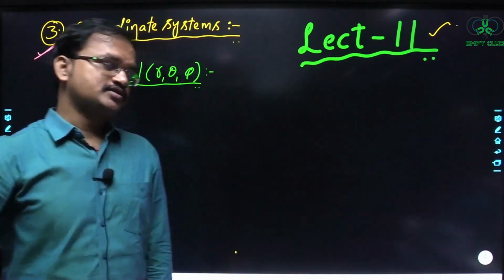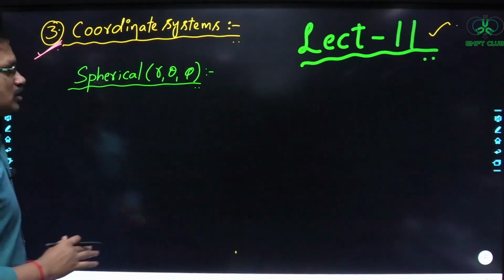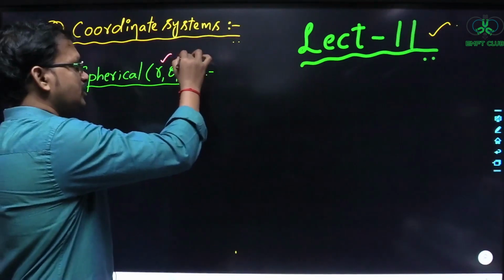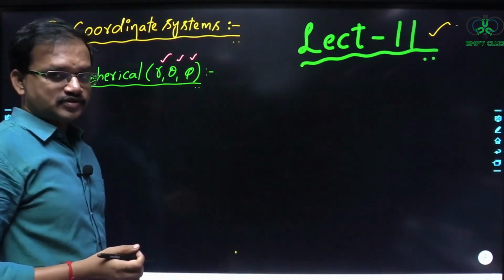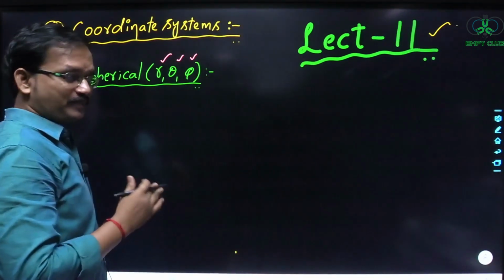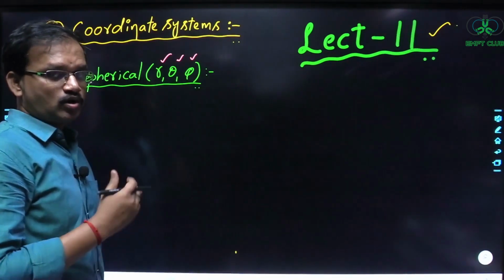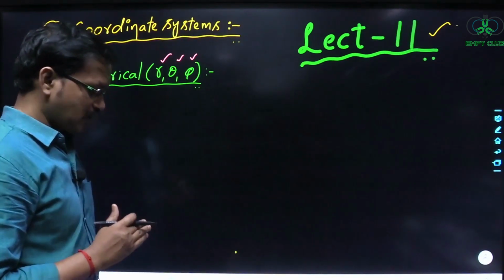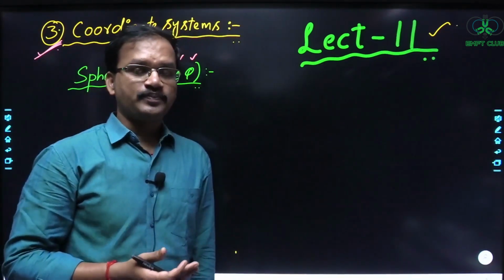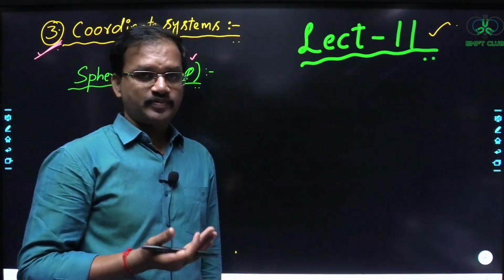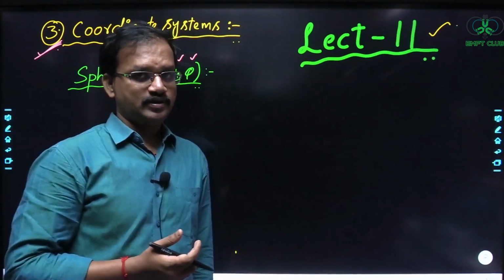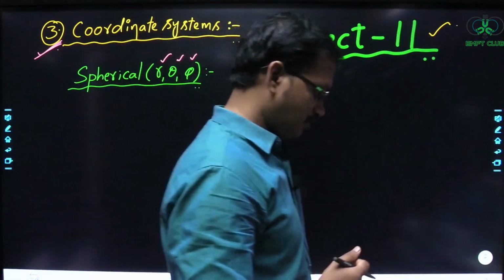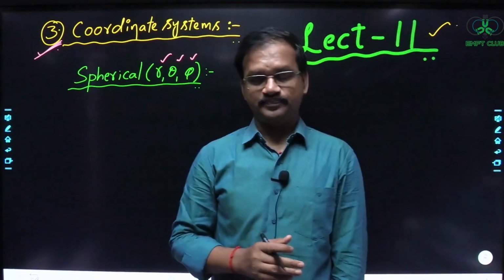In the last lecture we studied what we mean by r, theta and phi, and we also saw how to represent these spherical coordinates in terms of rectangular coordinates and vice versa. After that we saw how to represent the unit vectors ar cap, a theta cap and a phi cap. All these things we have seen in the previous session.